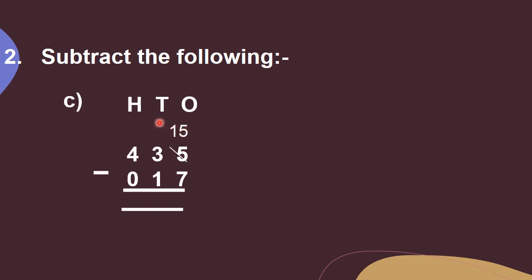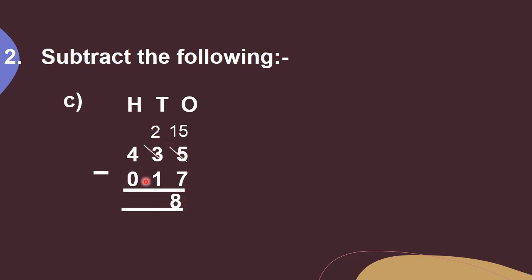Always remember beta, whenever ones place borrows from tens place, tens gives its 1 ten. So it gave 10, it already had 5, so 10 plus 5 is 15. Now at tens place column, it has 3 tens and it has given 1 ten to ones place. So how many tens are left with it? That is 2. Now keep 15 in your mind and 7 on your fingers. Let's start backward counting. 14, 13, 12, 11, 10, 9, 8. So we will write 8 here at ones place column.